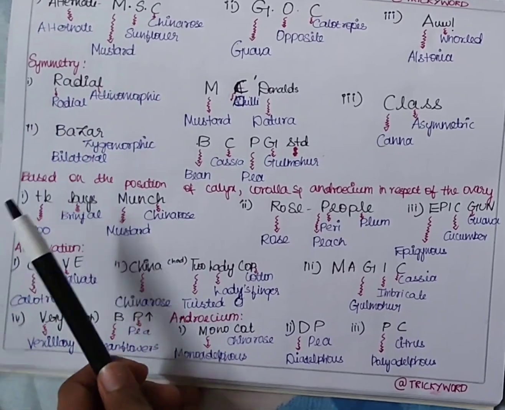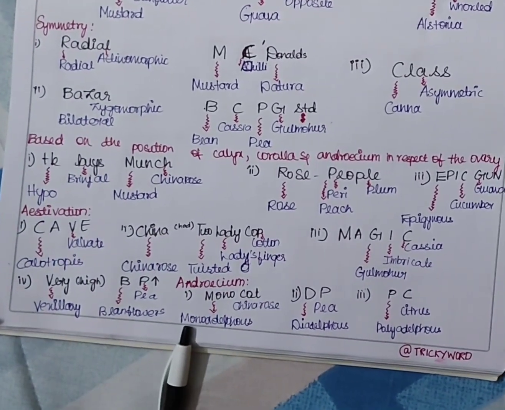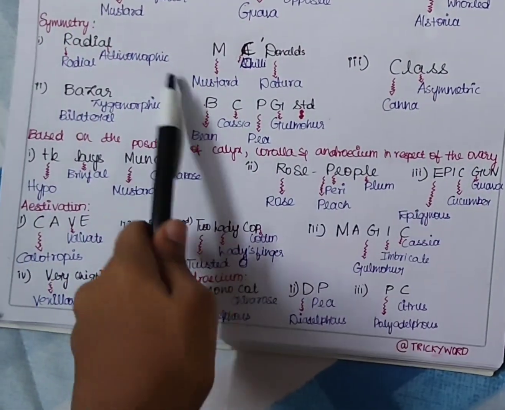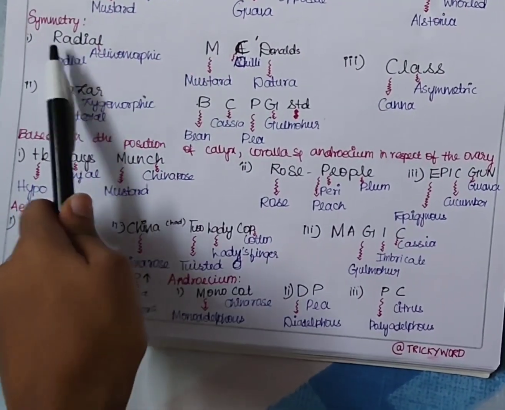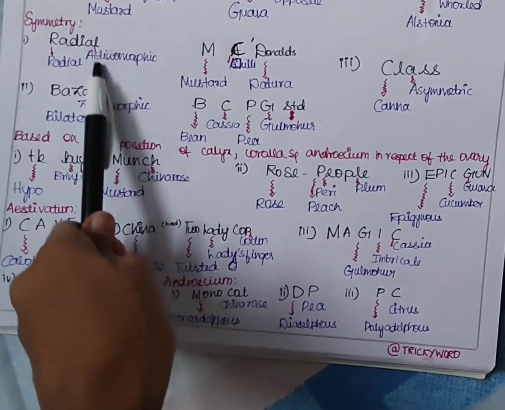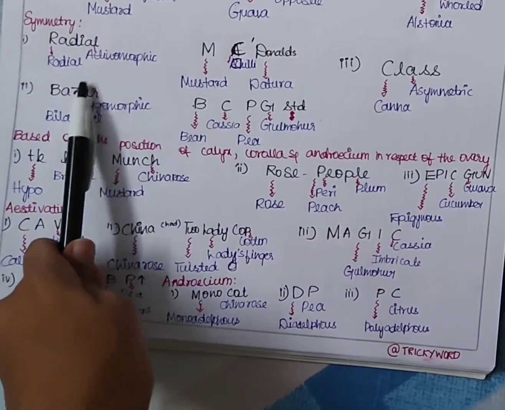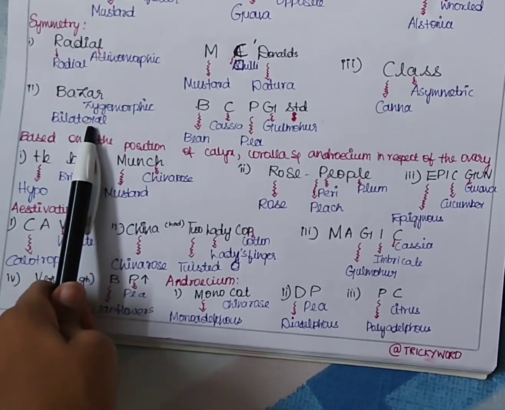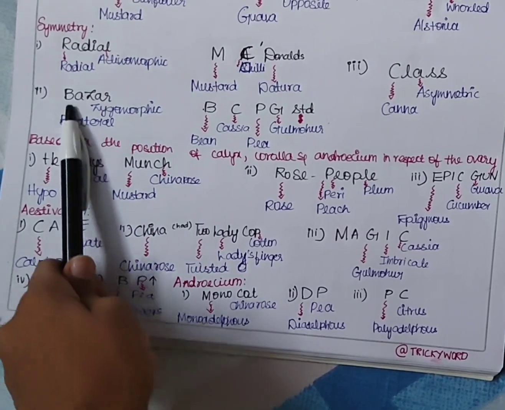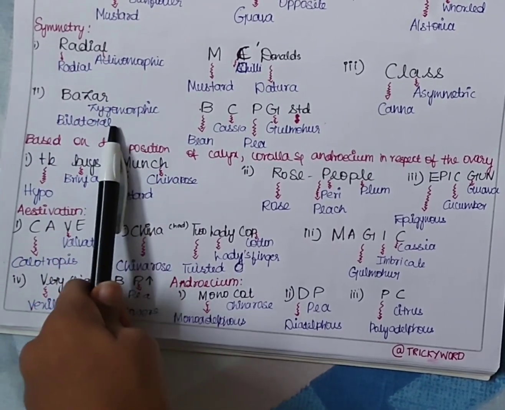In symmetry, firstly we will see the scientific name. When it is radial, it is called actinomorphic. So R stands for radial, A for actinomorphic. The next one is bilateral. Whenever it is bilateral, the name will be zygomorphic. Okay, radial, actinomorphic; B is for bilateral and that is for zygomorphic.